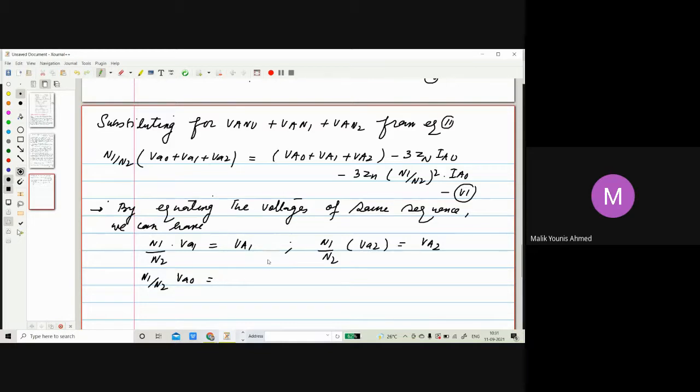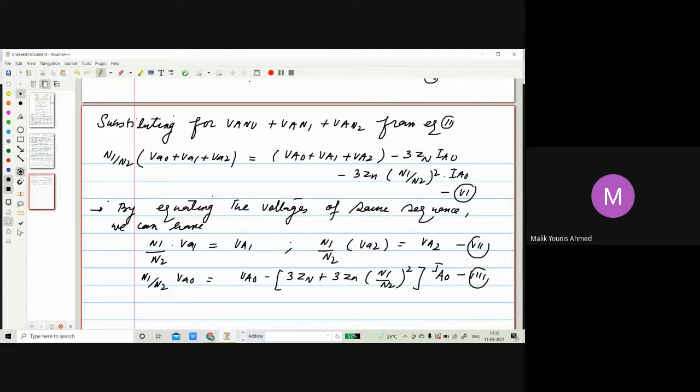Here only there will be more terms in this case. So VA0 will be, first minus, what we'll be doing, we'll get I0 capital common. So we will have 3Zn capital plus, minus sign is outside, so it will be plus 3Zn (n1 by n2) whole square, that will be multiplied by IA0. So let's say this set of equations is 7th and this is 8th.